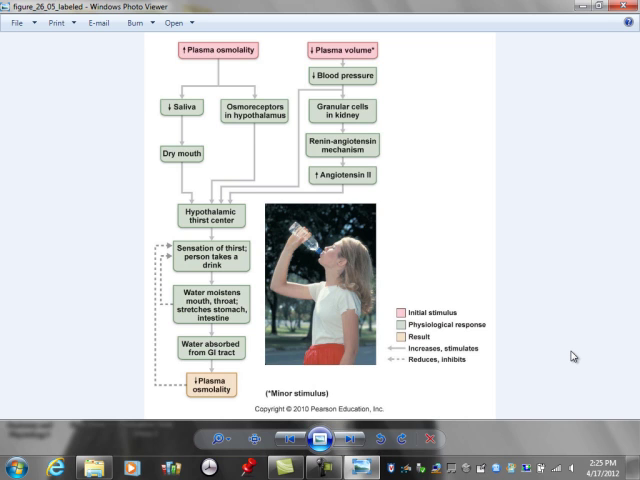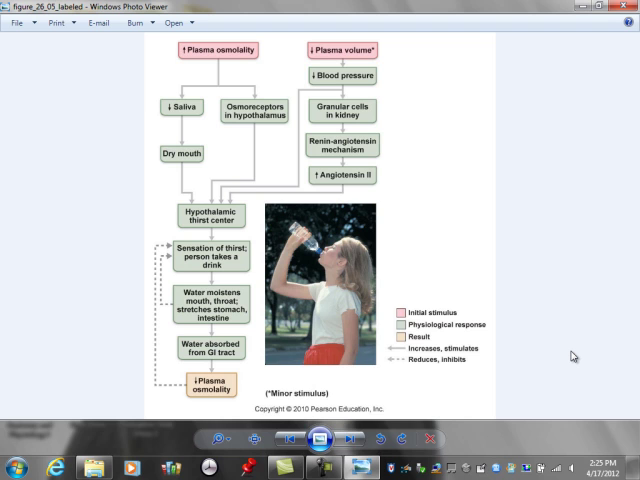So water's going to come in. Hopefully you'll go get a drink somewhere. You'll moisten the mouth, the throat, stretch the stomach, stretch the intestine. Water gets absorbed fairly quickly into the system. Okay, and you actually start eliminating, say I go and have a big, huge drink of water. When do you start eliminating that water that you had a big, huge drink of?